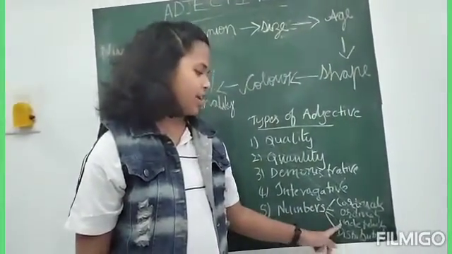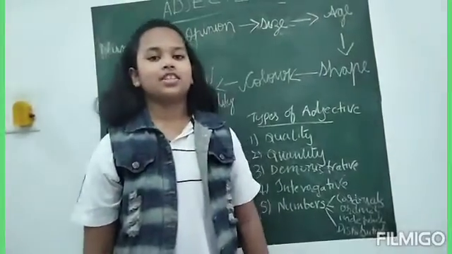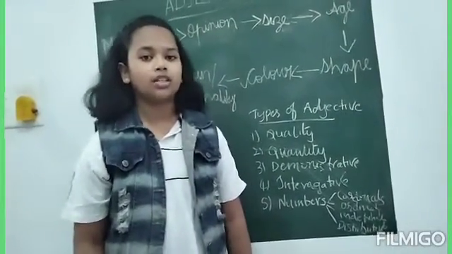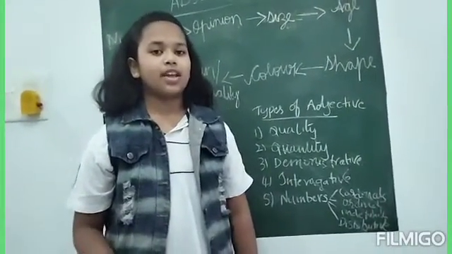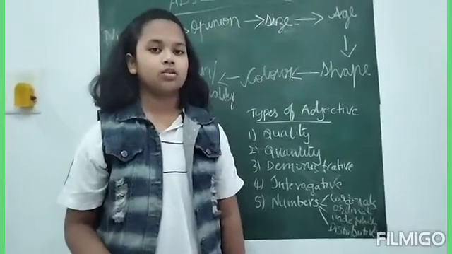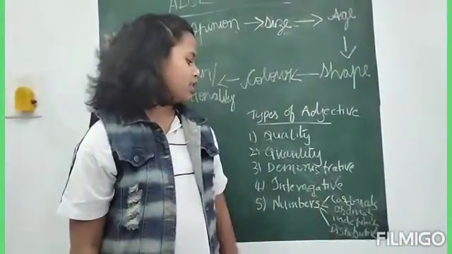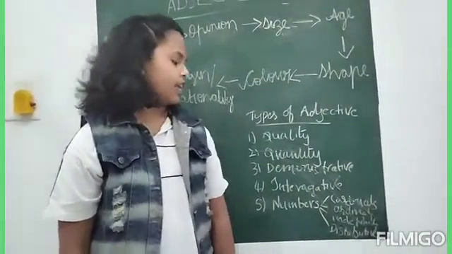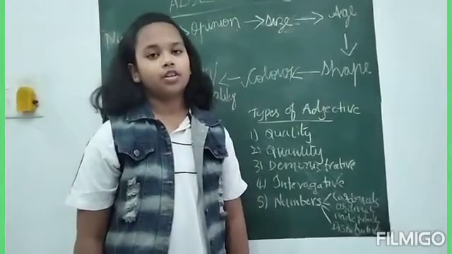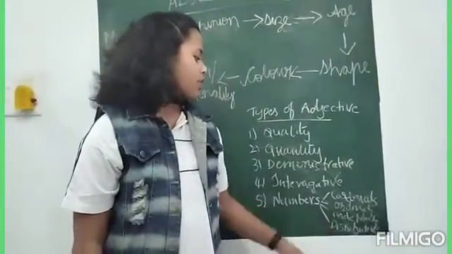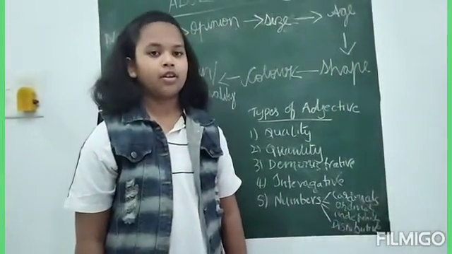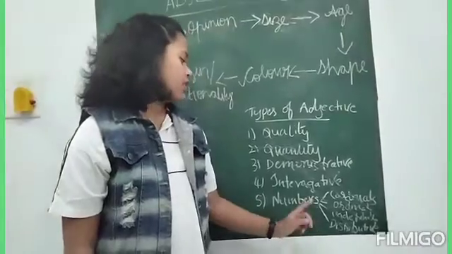Next, indefinite. An indefinite adjective doesn't show us a correct number. It just shows how much. Like, there is some water on the table. So some indicates the water, like an indefinite adjective.